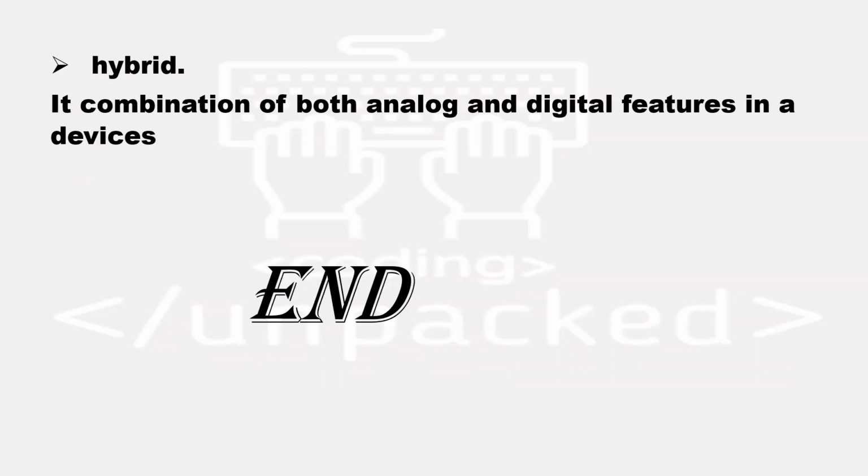A hybrid is a combination of both analog and digital features in a device. Let's say, for me, a hybrid is better than an analog or a digital device because it gets the best of both features. It gets the speed from the analog, and gets the accuracy and the storage from the digital, making it a good device, right?